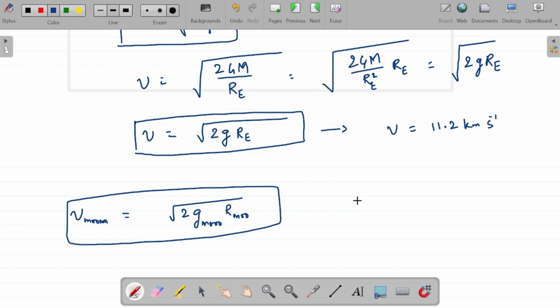And in case of the moon, you can calculate with the data, and I guess it is going to be something like 2.3 kilometer per second. The only thing you need to know is the mass of the moon and the radius of the moon, so that you can come to this expression and solve it for escape speed. Now let's take an example here, and then we will end this video.